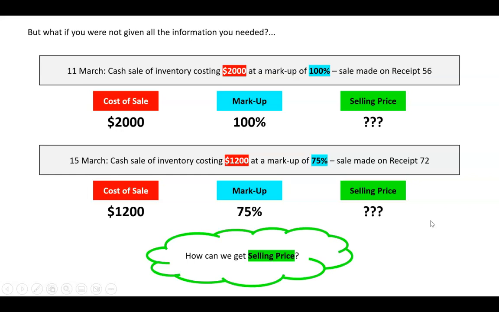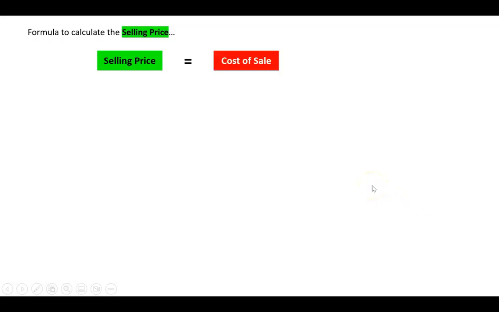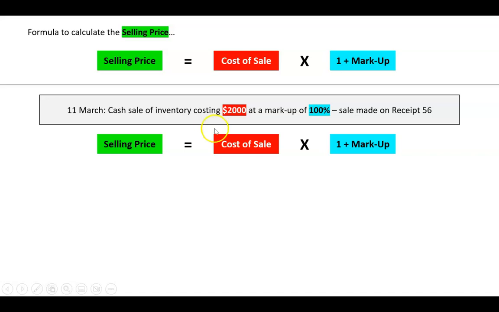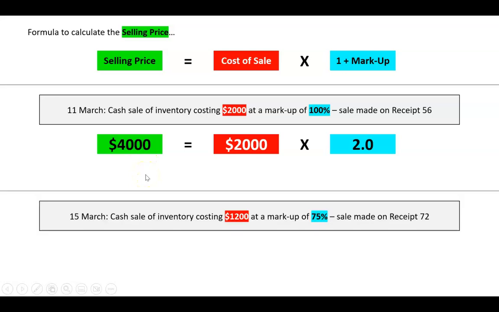And the formula this time is to help me get the selling price. And what we'll do is we'll just slightly rearrange our formula for this part. The selling price will be equal to the cost of sale times, not divided by, times or multiplied by 1 plus the markup. So in this case, the 11th of March, we've got inventory costing $2,000 at a markup of 100%. So we put the cost of sale, I know that's $2,000, times 1 plus markup, so that'll be 1 plus 1.0, or 2. So in other words, the selling price would be 2,000 times 2. That'll be 4,000.